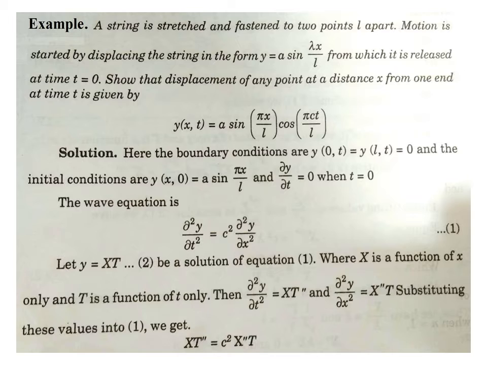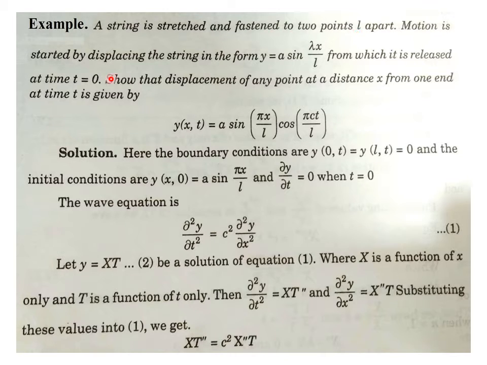As you can see, an example is given based on a string which is stretched and fastened to 2 points L apart. That means the string is fixed between 2 points. The distance between those 2 points is L units.